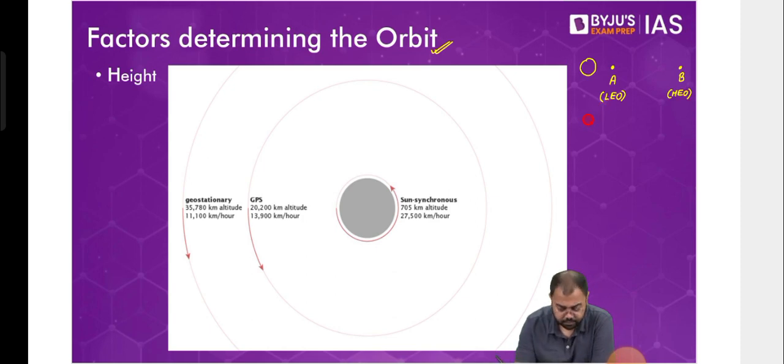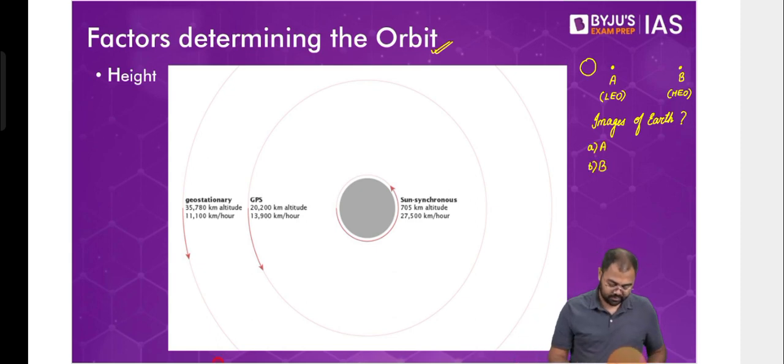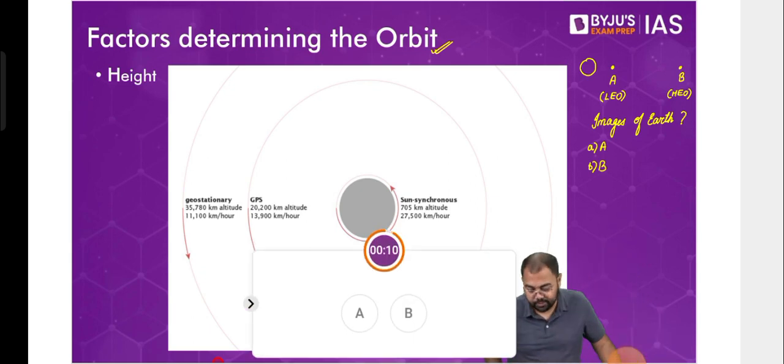Now, if I ask you, which is a better place, A or B, for taking images and videos of the Earth? Which is a better place to take the images of the Earth? Whether A or B. I'm launching the poll, giving you just 10 seconds. Please mark it quickly. To take the images of the Earth, whether you would want to be at A or at B.